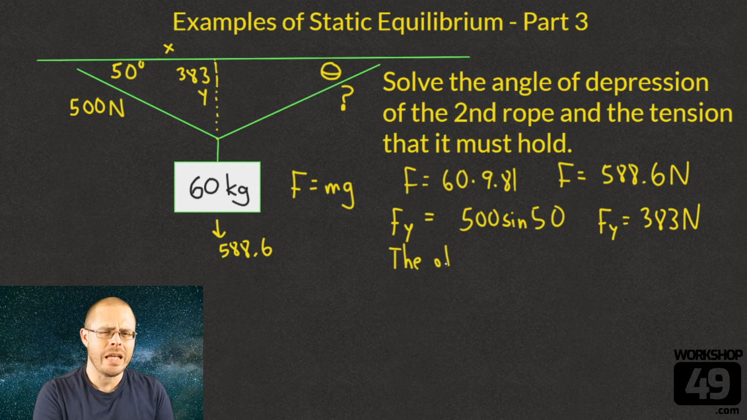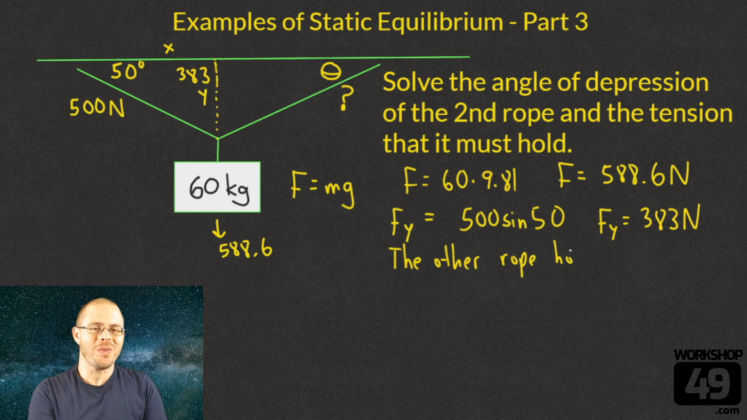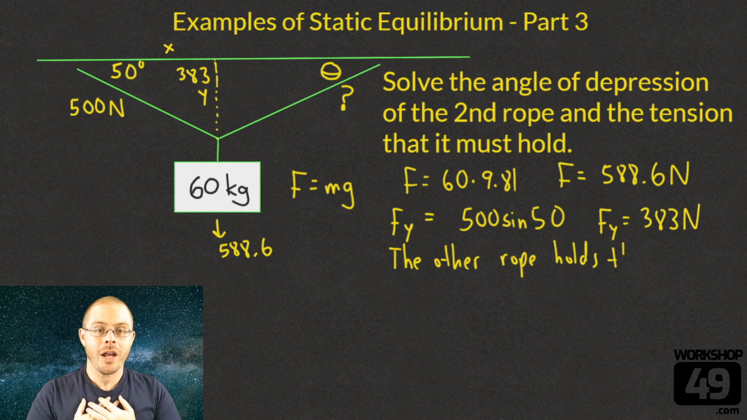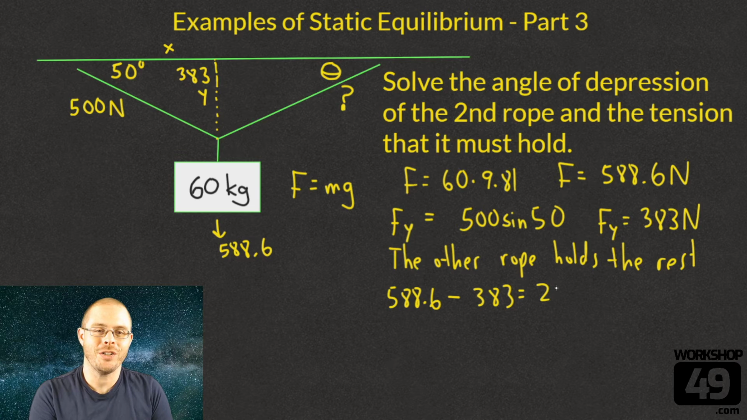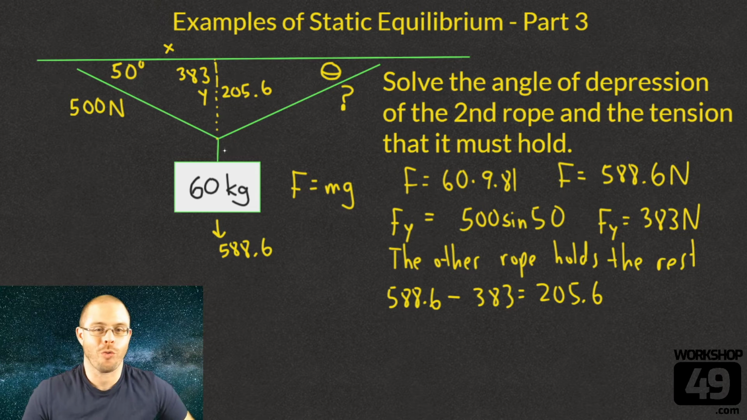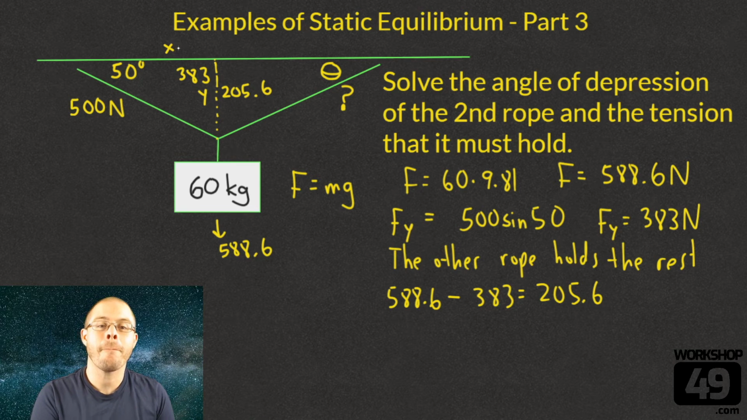But there's 588.6. What about the other newtons? What's holding those up? It's the other rope. The right-hand rope must be holding up the rest of that load. So we can subtract it. 588.6, subtract the 383. It's going to equal 205.6. The right rope must be holding up 205.6 newtons, or else that load would go crashing down to the ground.